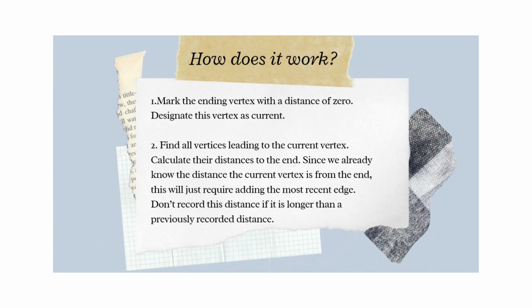How does it work? Mark the ending vertex with a distance of 0. Designate this vertex as current. Find all vertices leading to the current vertex. Calculate their distance to the end. Since we already know the distance the current vertex is from the end, this will just require adding the most recent edge. Do not record this distance if it is longer than a previously recorded distance.